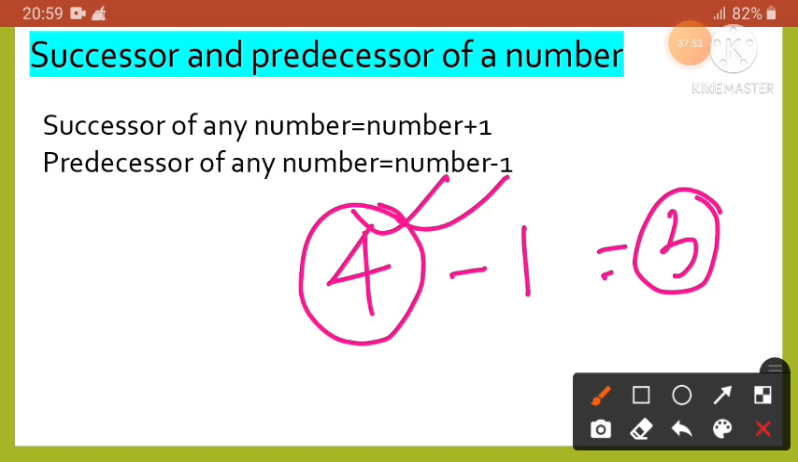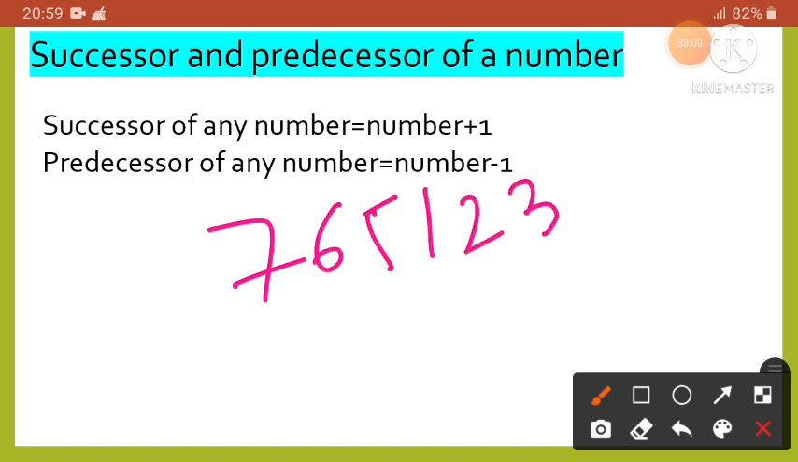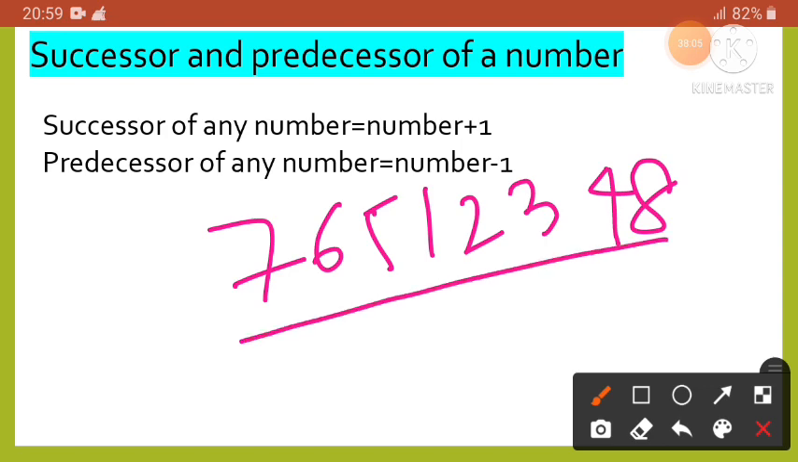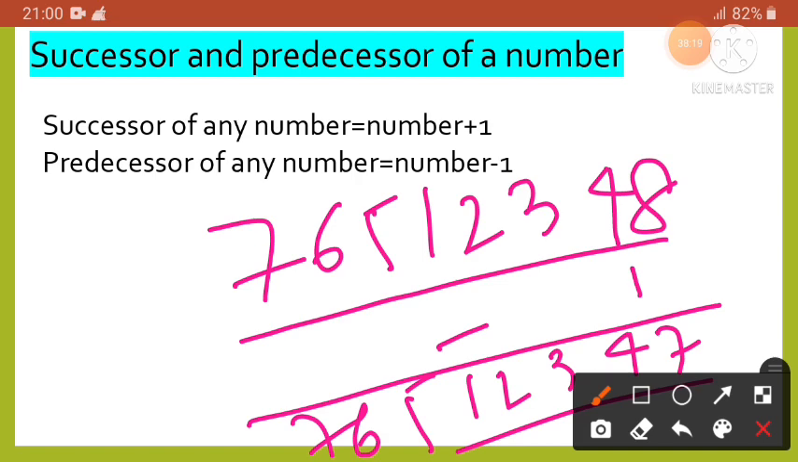If I write any number, suppose 76512348, and we have to find the predecessor, we just have to subtract 1, so it will be 76512347. I think it is clear to you. So that is the successor and predecessor.